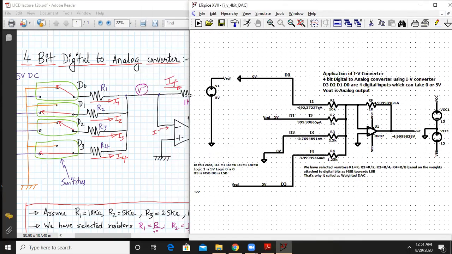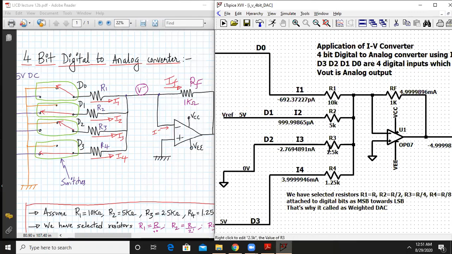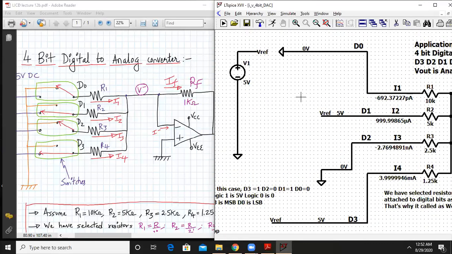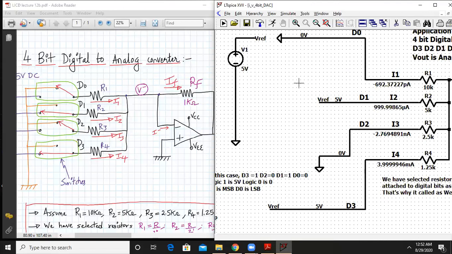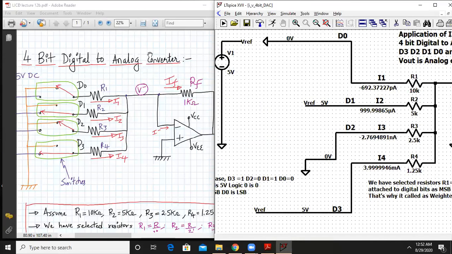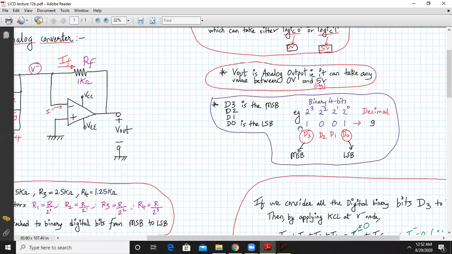On the left hand side, or on the right hand side, we have done the same thing in LTspice. If I expand it a little, this is my R1, R2, R3, and R4, given as 10K, 5K, 2.5K, and 1.25K. RF is around 1 kilo ohm. The op-amp is selected as OP07. Here we do have switches, but this is much easier: we can manually toggle between the plus 5 reference volt and 0, without much effort. And these are my bits D3, D2, D1, and D0. Now let us concentrate on LTspice and consider the case wherein I have 1001.